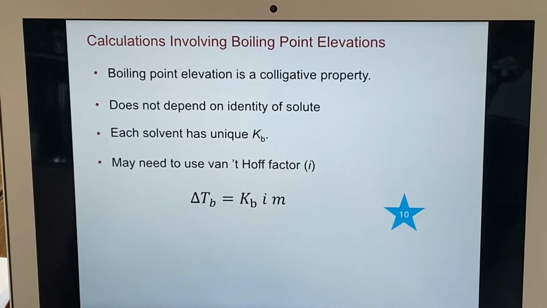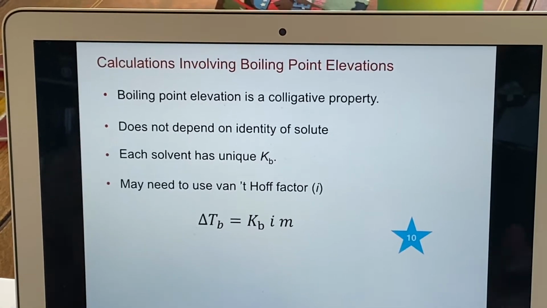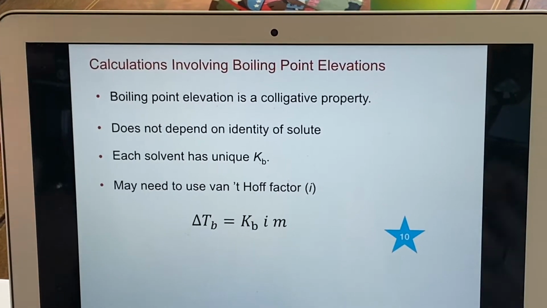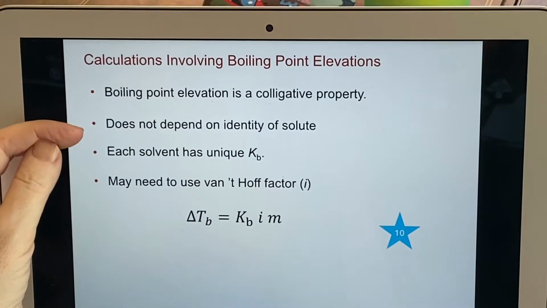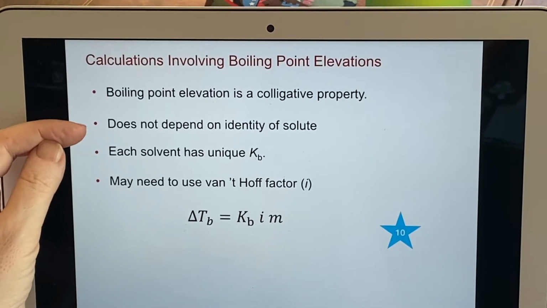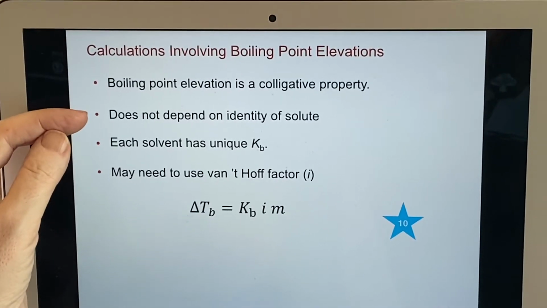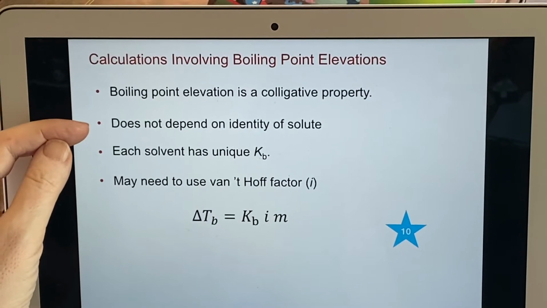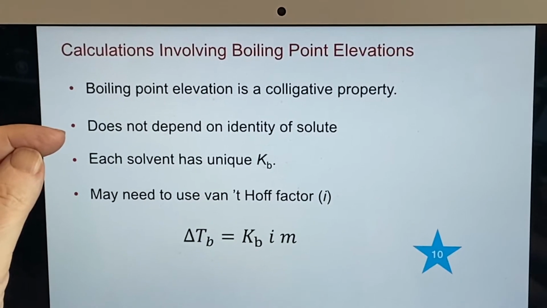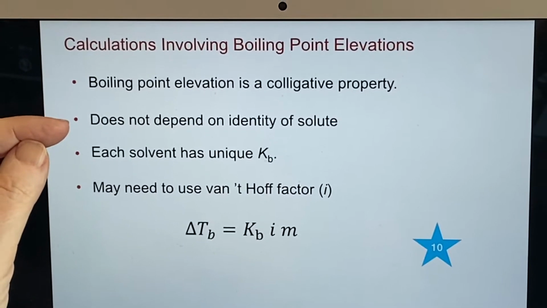We have boiling point elevation. It's a colligative property like everything we're talking about within this chapter. It doesn't depend on the identity of the solute. What you're dissolving does not govern what boiling point elevation will be. It's just how many particles there are.